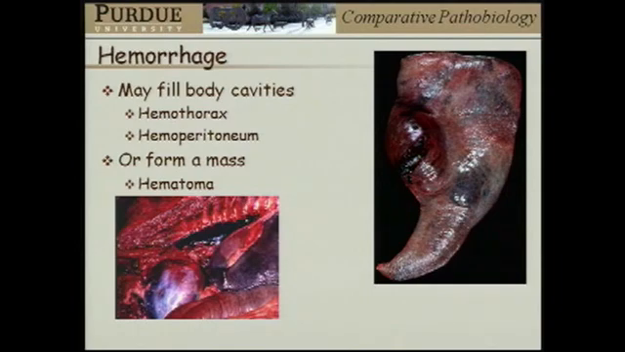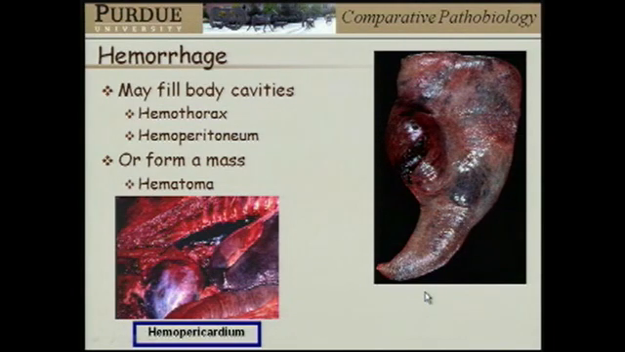Hemorrhage may also fill body cavities. So examples would be hemothorax, hemoperitoneum, or it may form a mass. In the example on the left, we are looking at hemopericardium, and the hemorrhage is filling the pericardial sac, which has not been opened, but you can see the black discoloration that tells us that there is very unoxygenated blood filling that pericardial sac. You can also see the hemorrhage dissecting along the thoracic aorta here, a more diffusive hemorrhage.